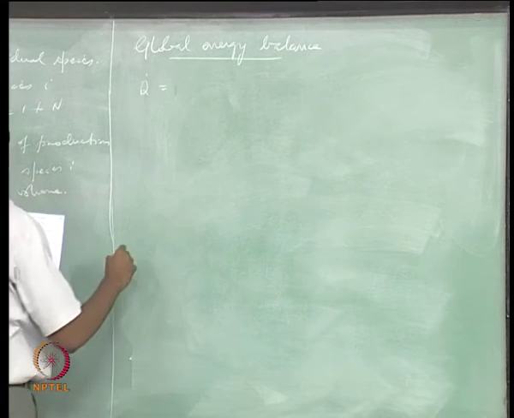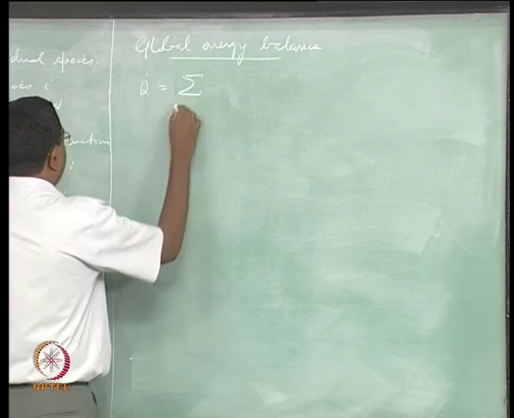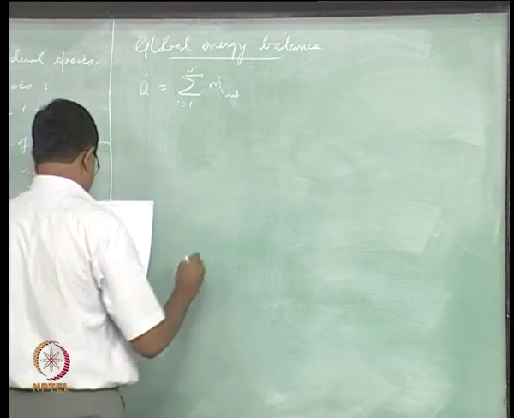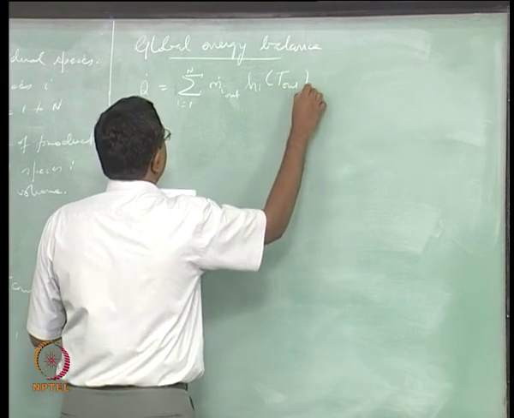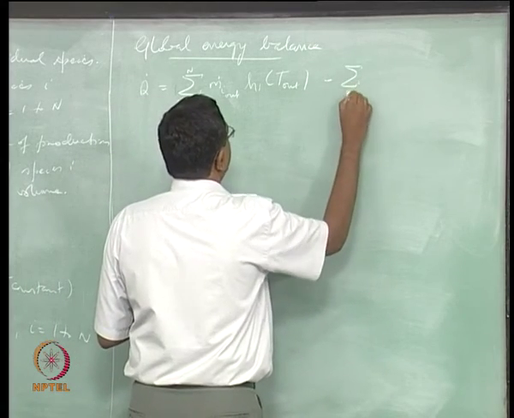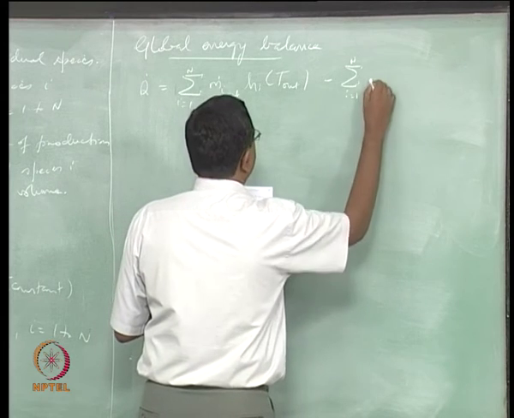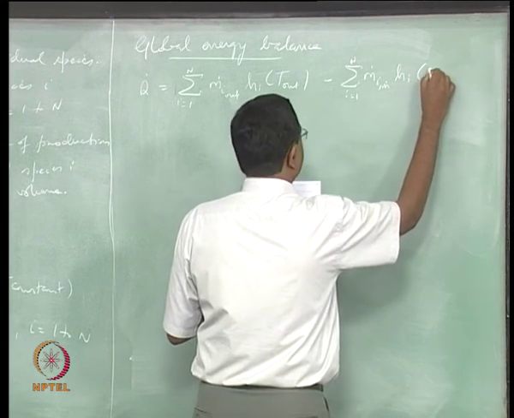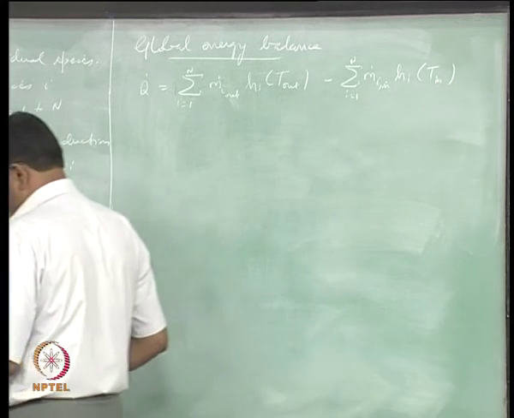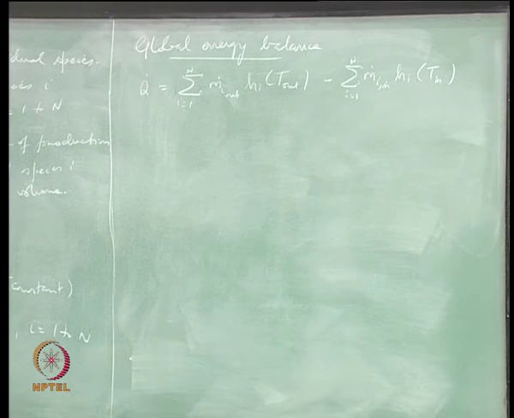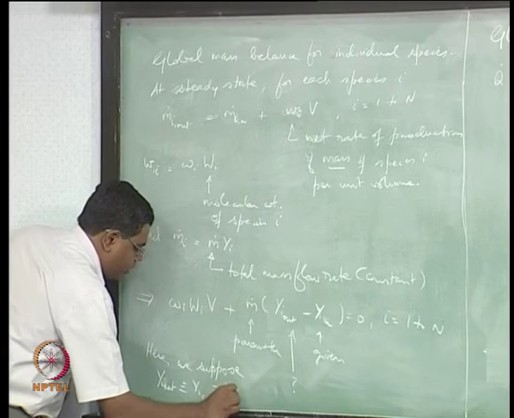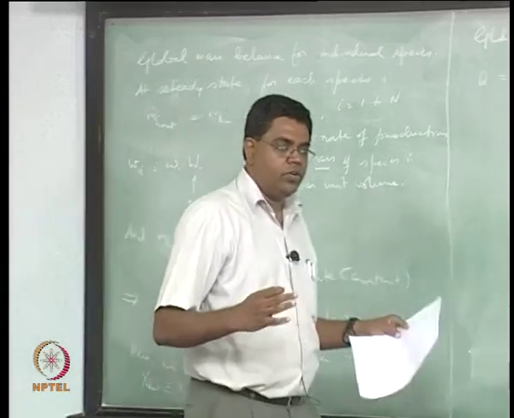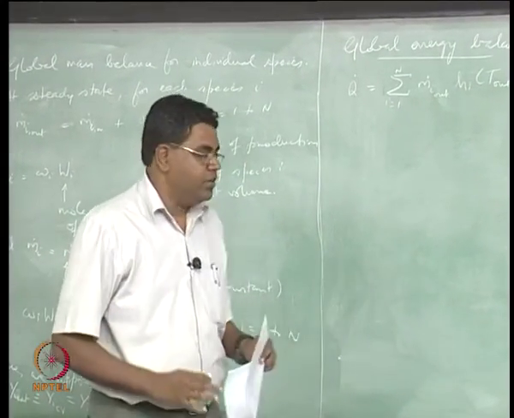Q dot is equal to sigma I equals 1 to n m dot I out h I of T out minus sigma I equals 1 to n m dot I in h I of T in. Okay, so let's just go back and write yi cv as simply yi. Let us not have any subscripts anymore for what we want to calculate. Anything that we want, we try to not have subscripts, superscripts, primes and all that stuff. That should be like the main quantity.